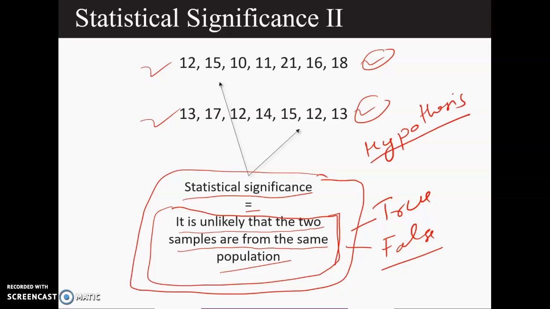Hypothesis, and in short, we represent it using capital H. H indicates hypothesis. Now, if you want to apply hypothesis on your samples, you need to frame two hypotheses. The first hypothesis is referred to as H0 and the second hypothesis is called HA. H0 is known as the null hypothesis.